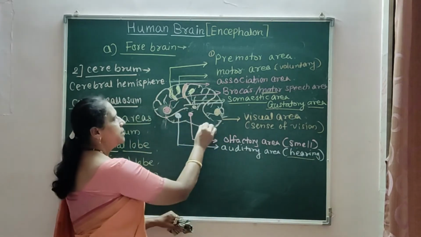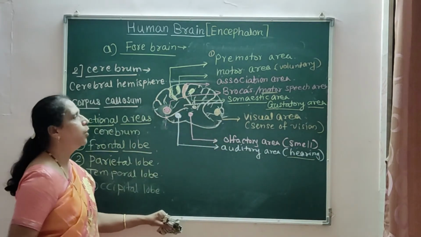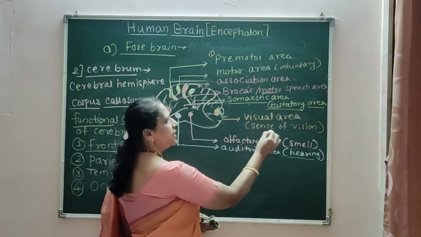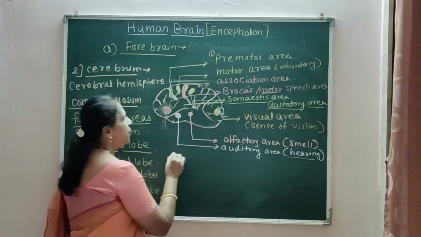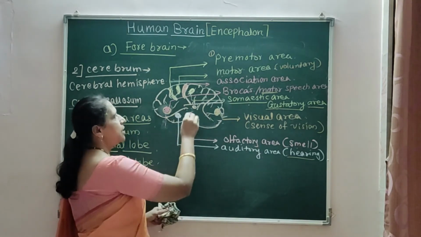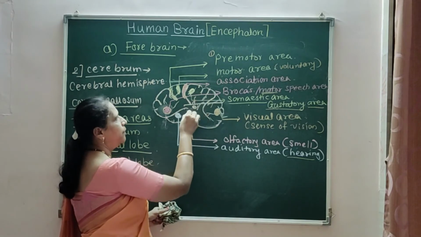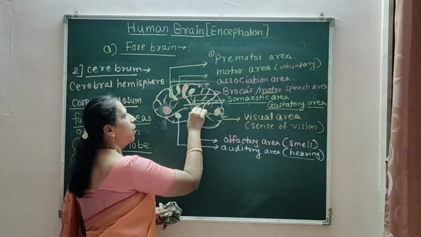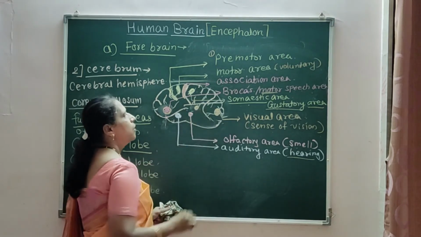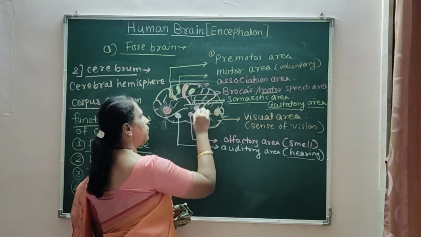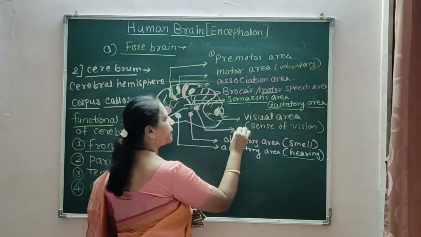Then the last lobe is the occipital lobe, which is the visual area and gives the sense of vision. Besides these areas, there is one more important area which is located neither in the parietal lobe nor in the temporal lobe, but at the junction of these two lobes. This area is called Wernicke's area.